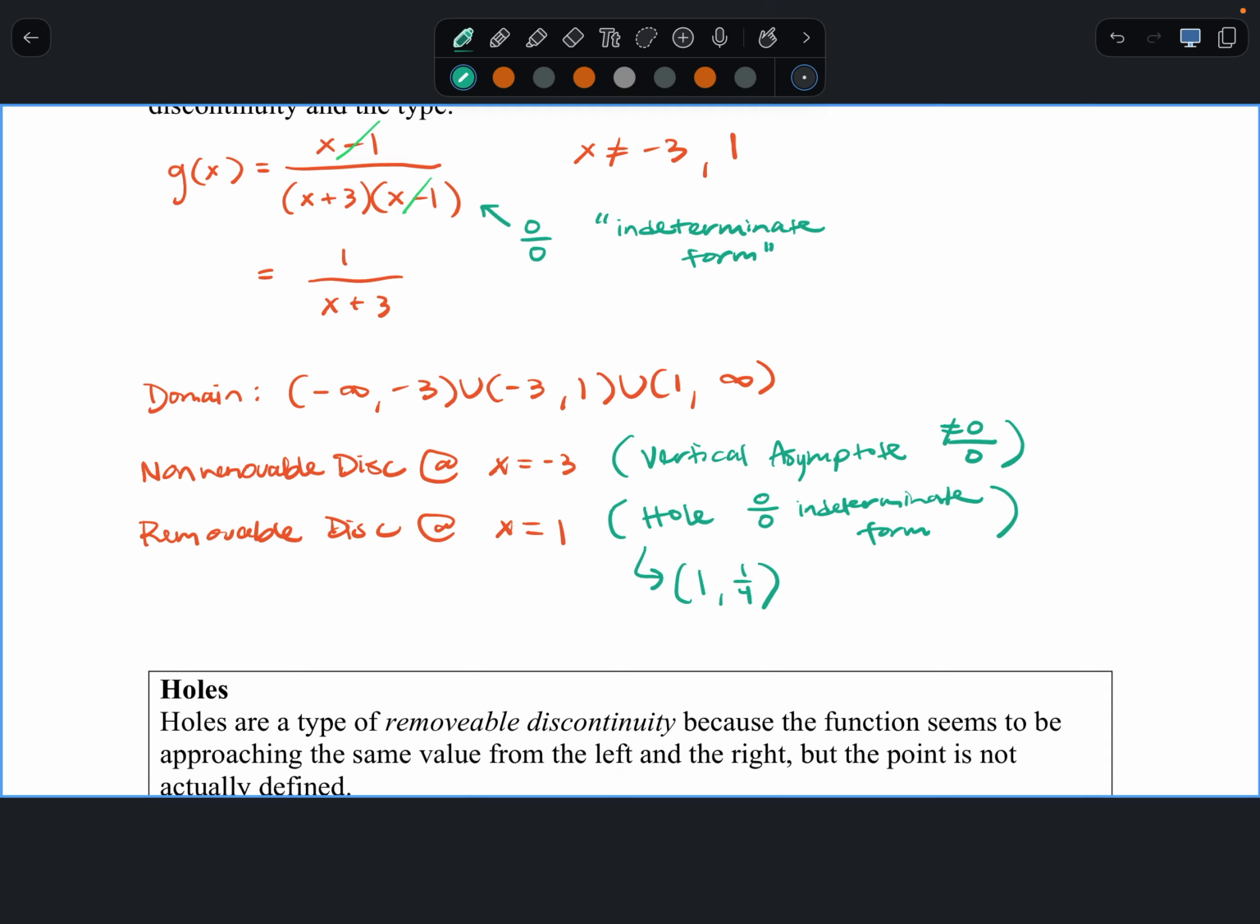And that's because we know there's the domain restriction at 1. We know the graph looks like the simplified version of the equation. So if the graph looks like this, then if we plug 1 into the simplified version of the equation, it's going to give us the y value that we would want to fill the hole in with.